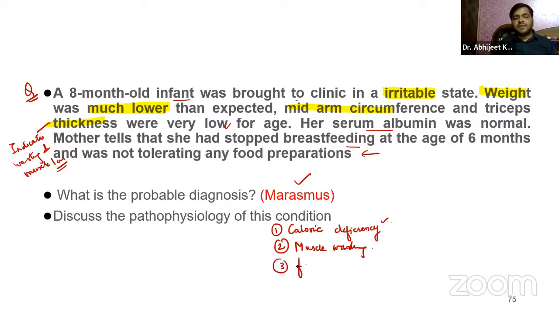There is fat depletion, guys, right? Fat depletion and the normal serum albumin, right? That is again something you have to remember. So there is generalized wasting and growth failure. Again, one more thing you can remember: generalized wasting and growth failure.